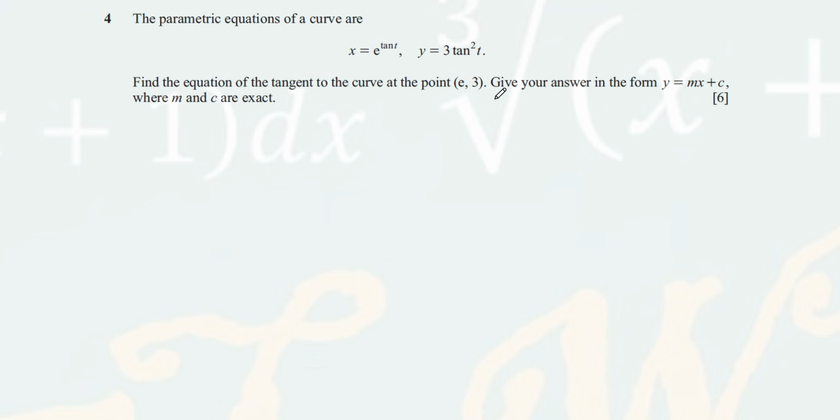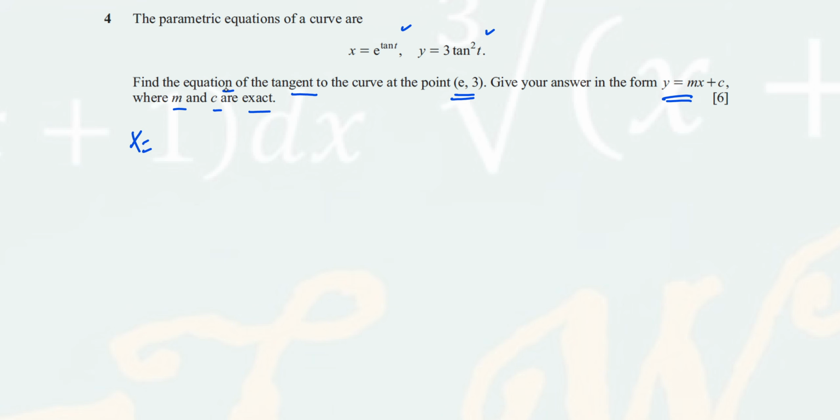Next, question number 4. The parametric equations of a curve are given for x and y. Find the equation of the tangent to the curve at this particular point. Give your answer in the form y equals mx plus c, where m and c are exact. Exact means no decimals. You can leave it in fractions or any other form, or probably in terms of e.